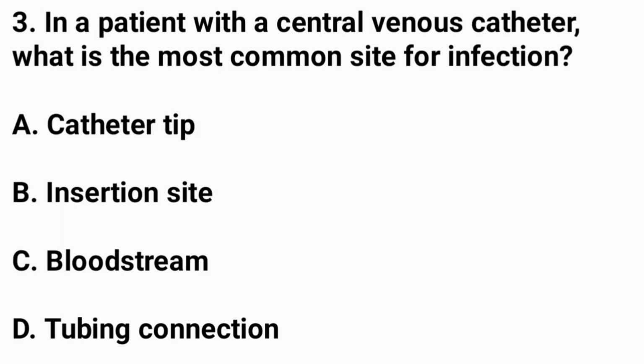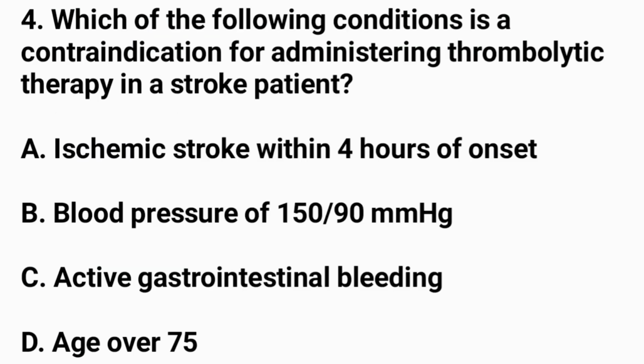Question number 3. In a patient with a central venous catheter, what is the most common site for infection? The right answer is option B. Insertion site. Question number 4. Which of the following conditions is a contraindication for administering thrombolytic therapy in a stroke patient? The right answer is active gastrointestinal bleeding.